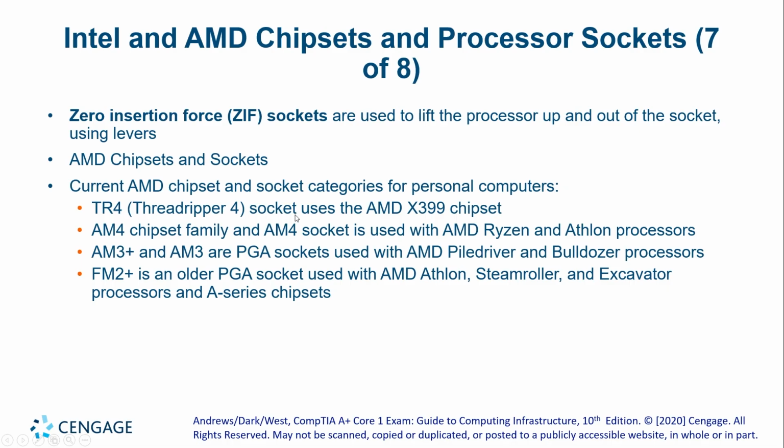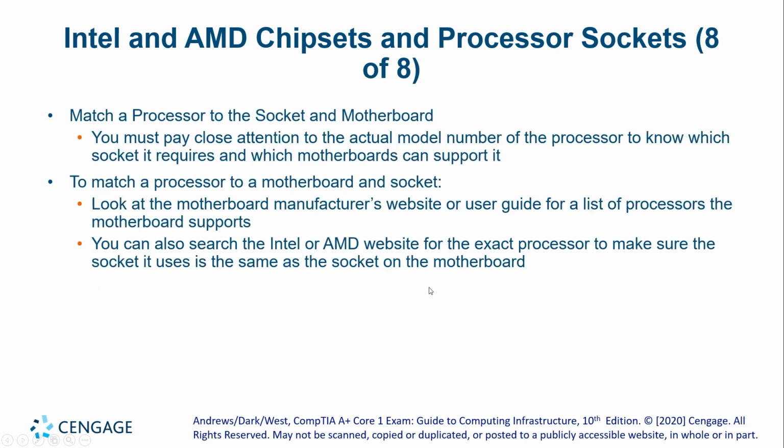TR4, that's a Threadripper socket, uses an AMD X399. AM4 chipset is used for Ryzen and Athlon. Those are very common in desktops. AM3 and AM3 Plus are PGA sockets, and that's the processor they use, Piledriver and Bulldozer, and then FM2 is an older PGA socket for Athlon, Excavator and A-series chipsets. Those are probably not being manufactured anymore at this time.